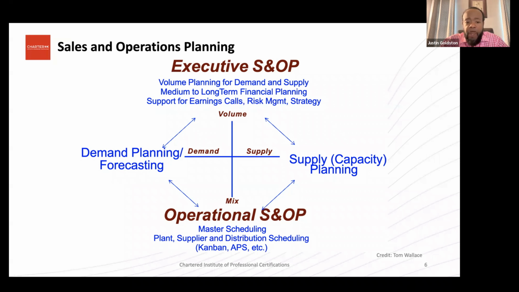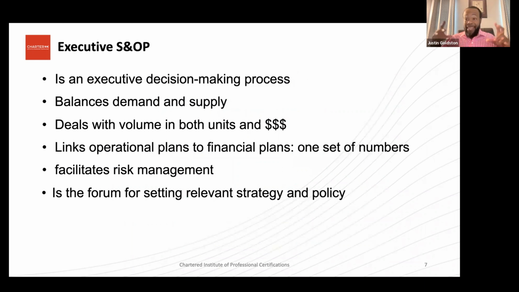among decision makers. Then from an operational perspective, you also have the input such as Kanban, if you're working in a lean environment, and advanced planning and scheduling, if you do use those, what we refer to as advanced forecasting techniques and approaches. So from an executive S&OP perspective, what is executive S&OP? It is an executive decision-making process.